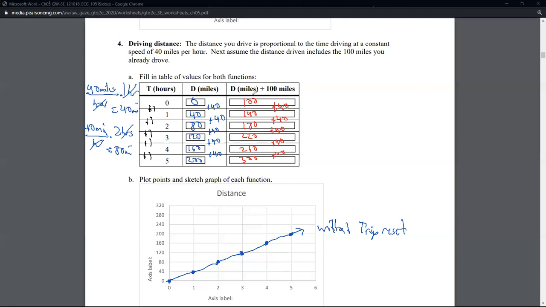All right, so now it's 0, 100 for the first one, which is about here. Then it's 1, 140, which is here. 2, 180. 3, 220. 4, 260. That's an ugly looking 6, isn't it? Let's just make that a little better. And then 5, 300. Connect and extend. Sorry, I went off that last point, but you get the idea.